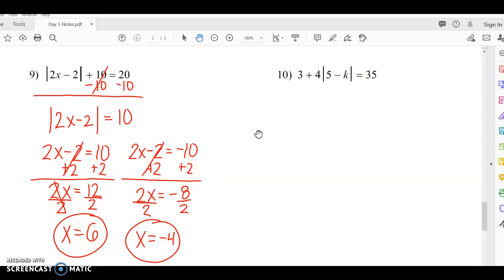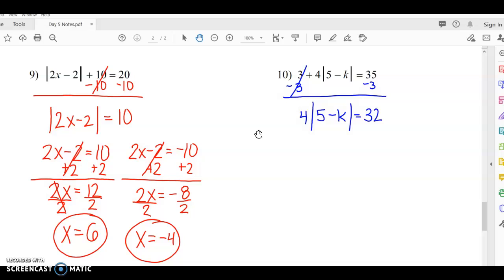Number 10, there's two things keeping the absolute value from being alone. So just like you would do if this problem were like 3 plus 4x equals 35, you're going to subtract 3 and then divide by 4. What's keeping your absolute value from being alone, first of all, is this positive 3. So to move it, I would subtract 3. So then I'm at 4 times the absolute value of 5 minus k equals 32.